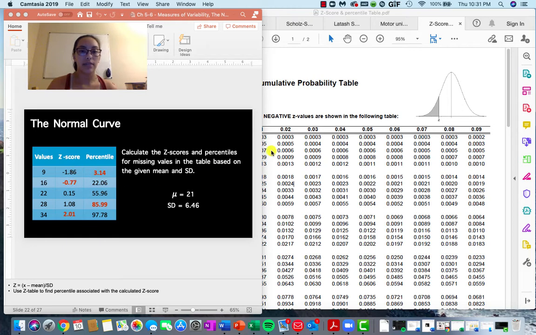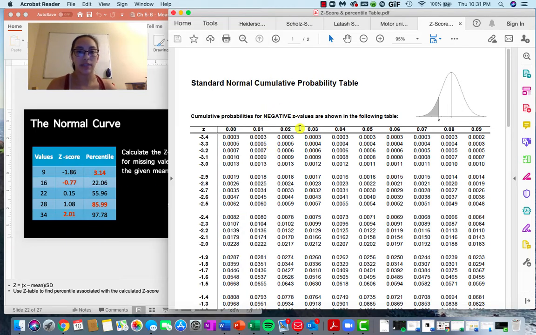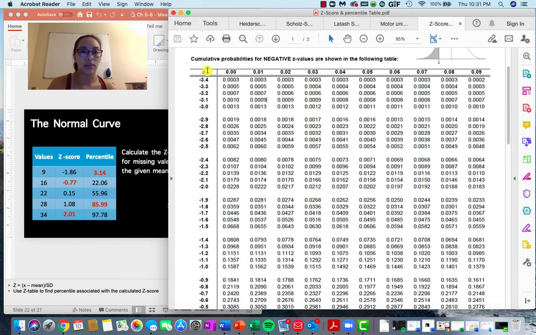So if we have a negative z-score, we're going to use the negative z table. The way that we look up this information is we go down the first column, find negative 1.8, and then go all the way across until we find the 0.06 column. This first column matched with the 0.06 column should give us the probability for a given z-score of negative 1.86.